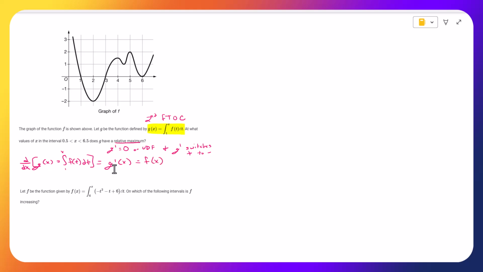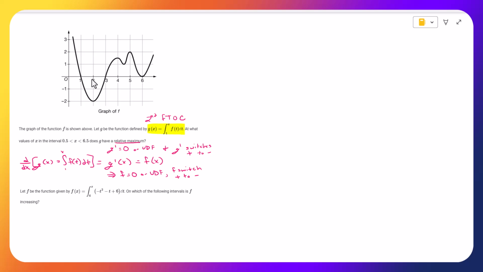So now g prime of x equals f of x, so now we just want f to equal 0 or be undefined, and f to switch from positive to negative. So we're just threading the needle, or connecting our dots. Now that g prime is f, so we have a graph of f, there's no places where f is undefined, but f equals 0 at 1, 3, and 6. That's one condition, and where is it switching from positive to negative?